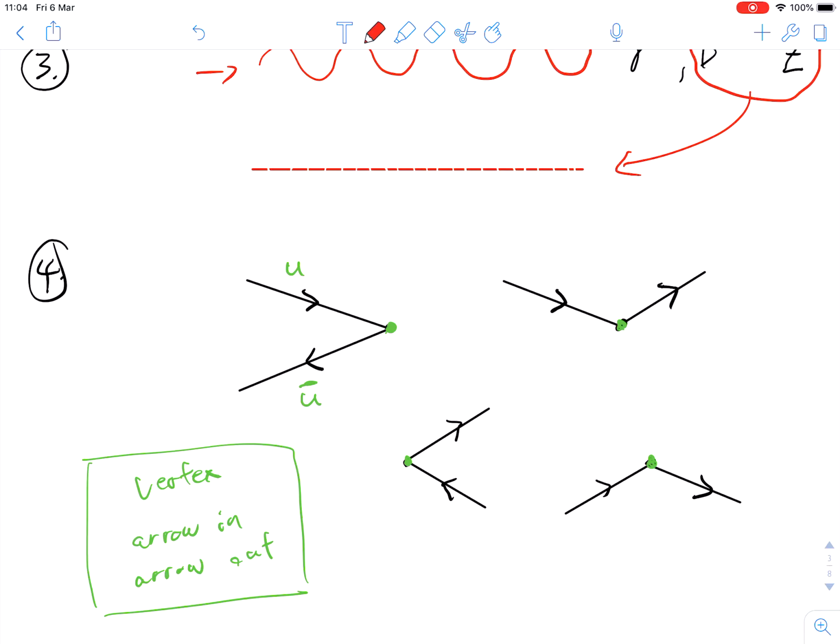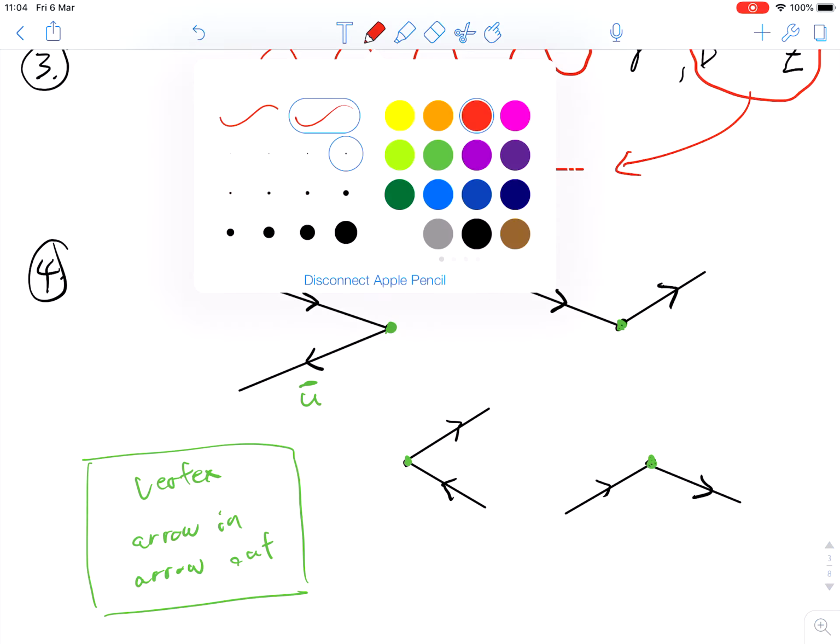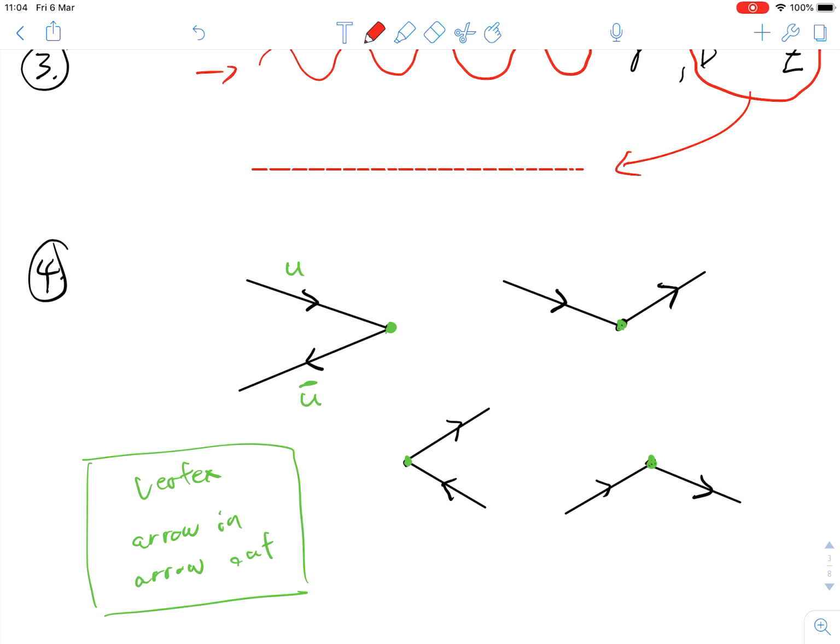Next up, we have vertices. Each vertex, which has a circular dot on it, the little green dots that you're seeing there, needs to have an arrow going in and coming out of it.